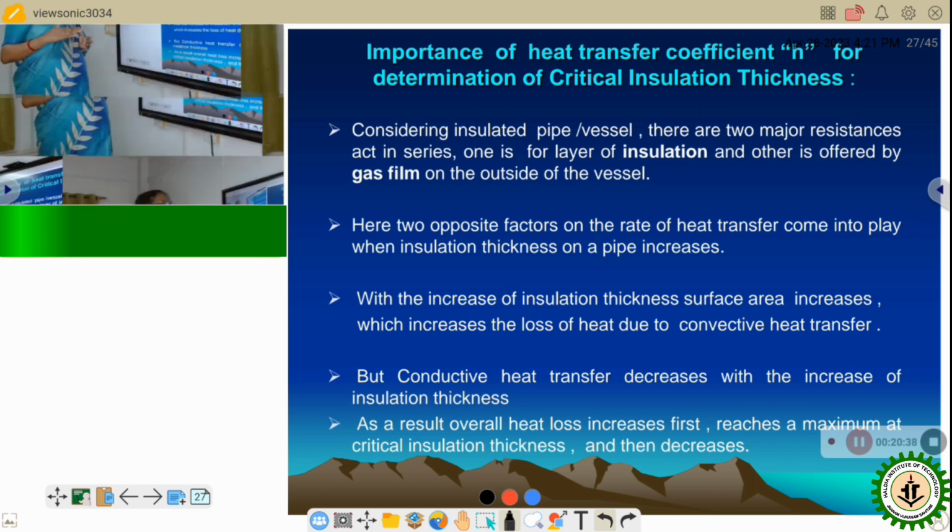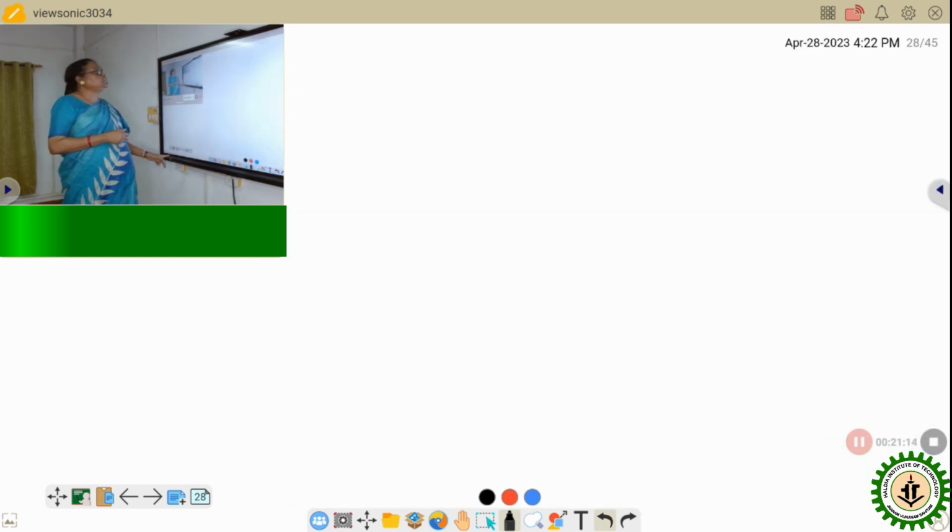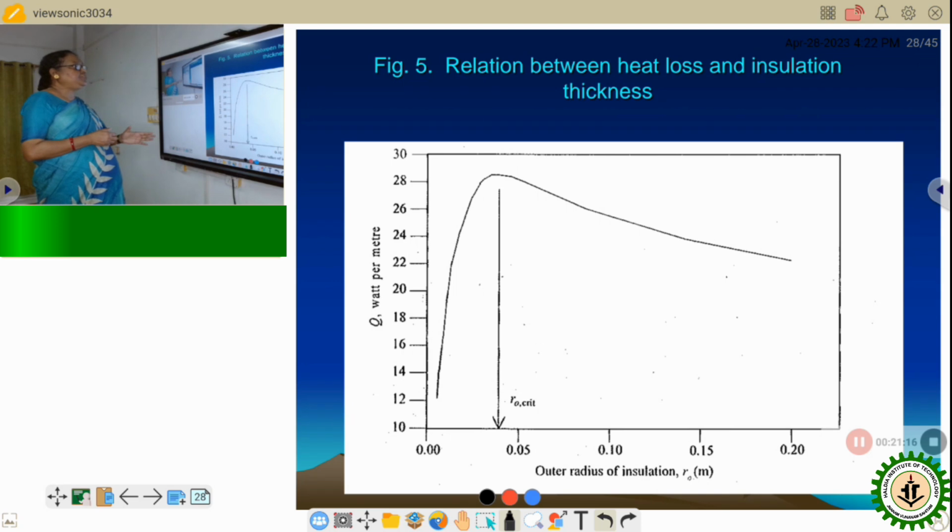When the insulation thickness on the pipe increases, the surface area also increases, which increases the loss of heat due to convective heat transfer. Again, conductive heat transfer decreases with the increase of the insulation thickness. Thus, as a result, overall heat loss first increases, reaches a maximum at the critical insulation thickness and then decreases, which is given in the picture 5.